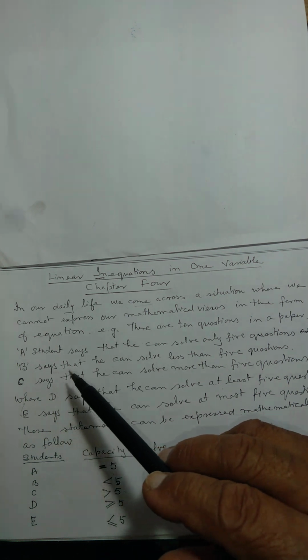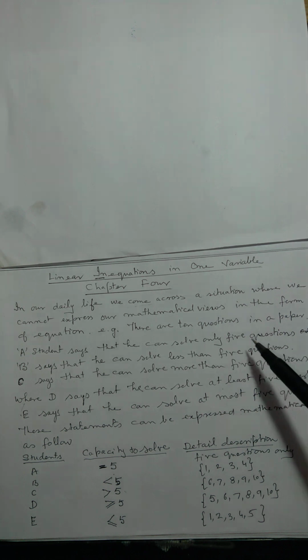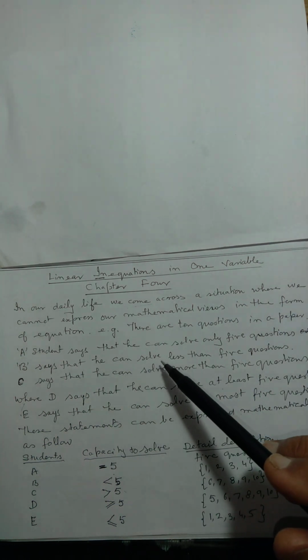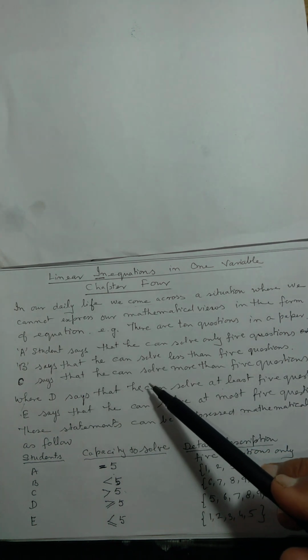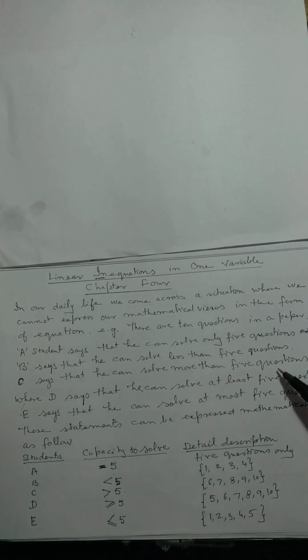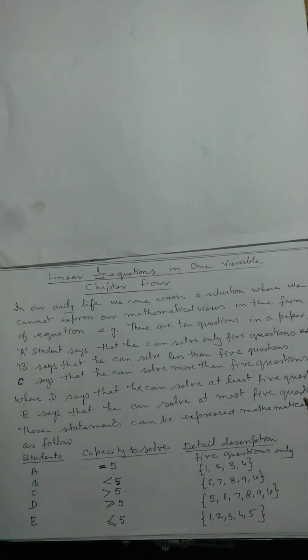A student A says that he can solve only 5 questions. B says that he can solve less than 5 questions. C says that he can solve more than 5 questions, whereas D says that he can solve at least 5 questions. The student E says that he can solve at most 5 questions. These statements can be expressed mathematically as follows.